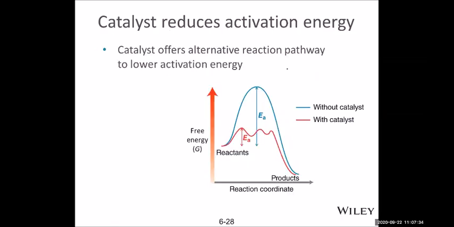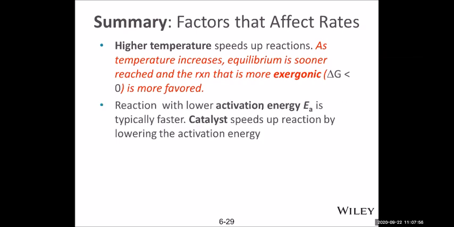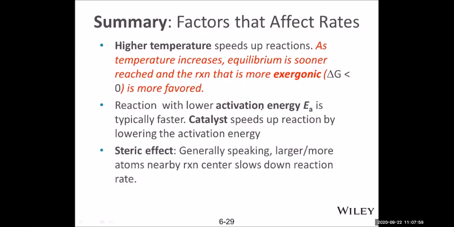The catalyst provides an alternative reaction mechanism and reduces the activation energy, making the reaction much faster. So this is a summary of how the reaction rate is affected by all these factors. The first one is concentration, and then temperature and activation energy, which is a very big factor. The steric effect becomes very common in organic chemistry, very, very common. After the midterm exam, we'll get into some reactions where we'll see the steric effect affect the reaction pathways.